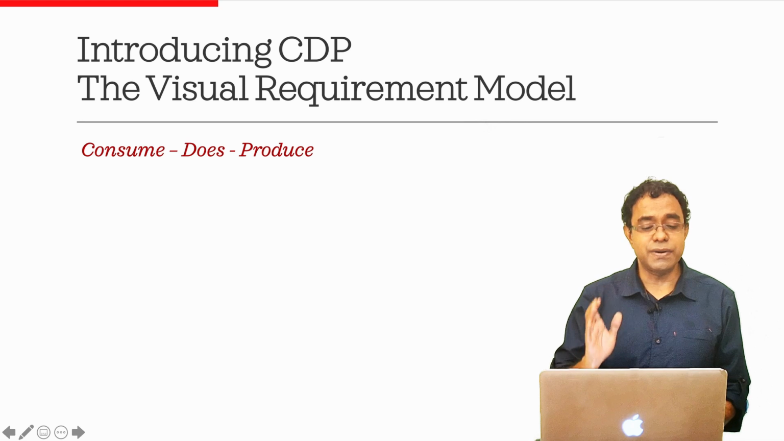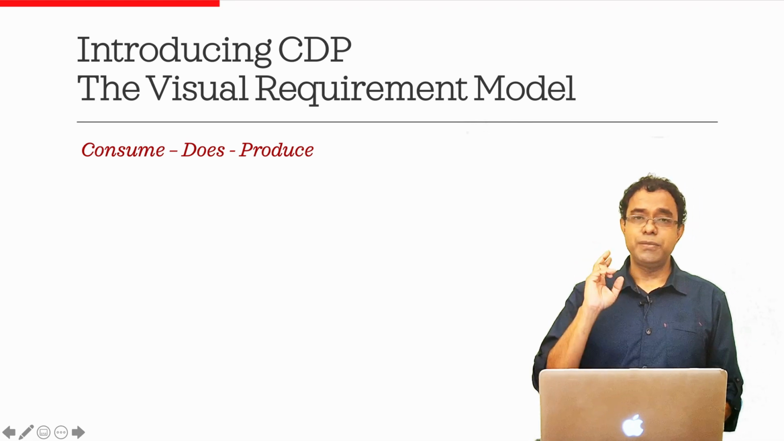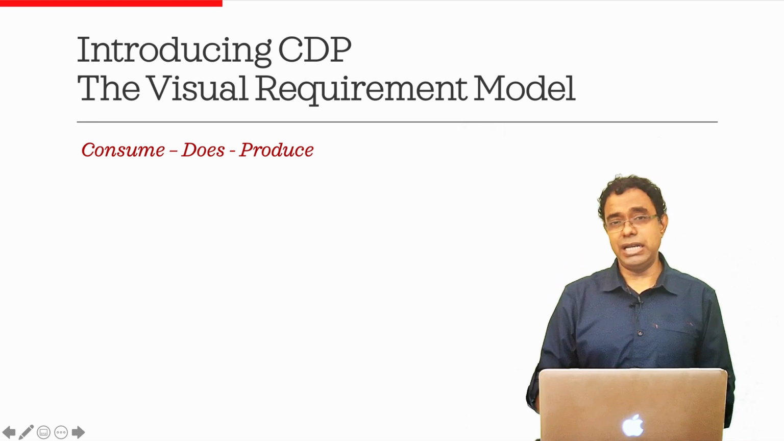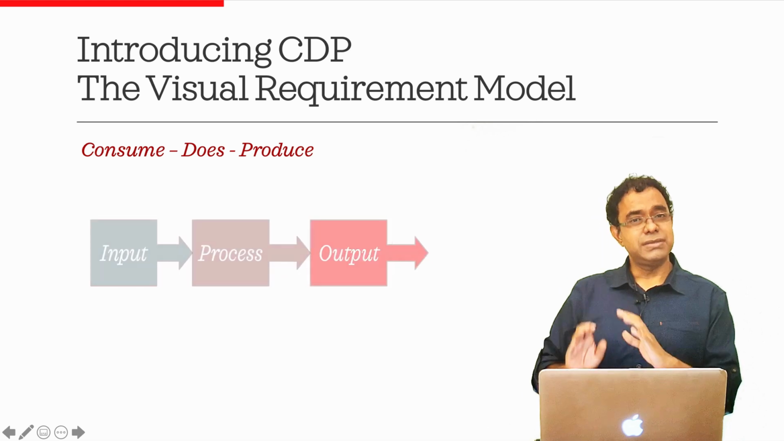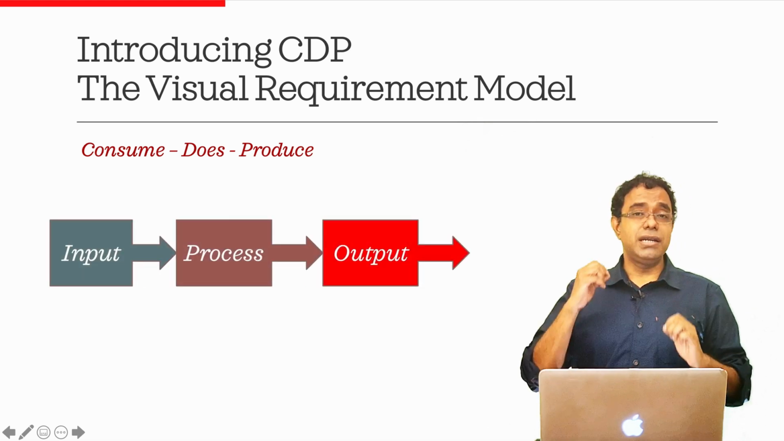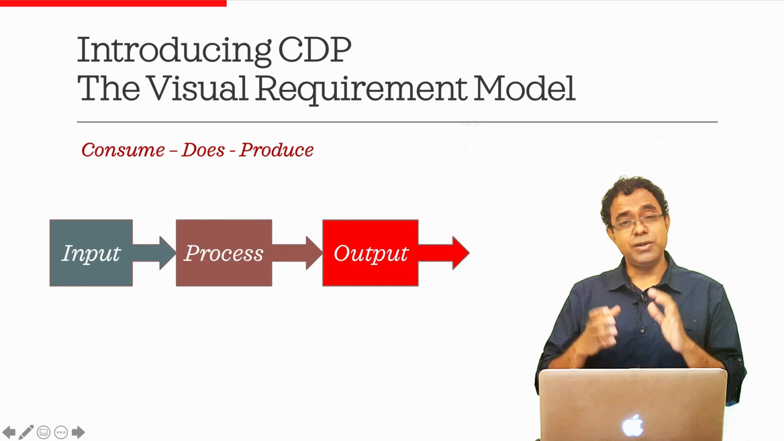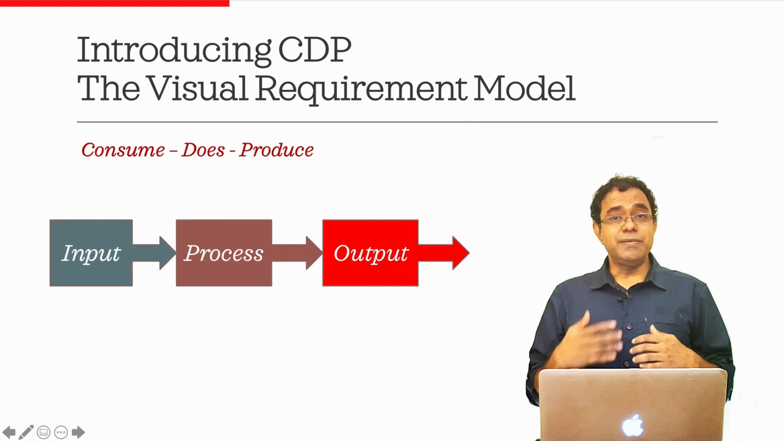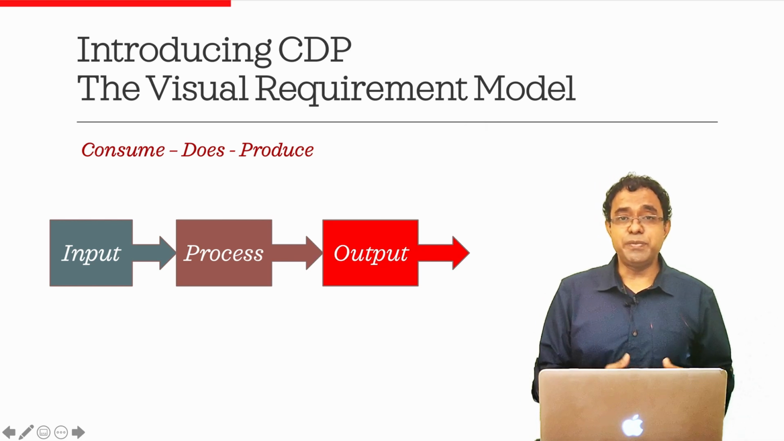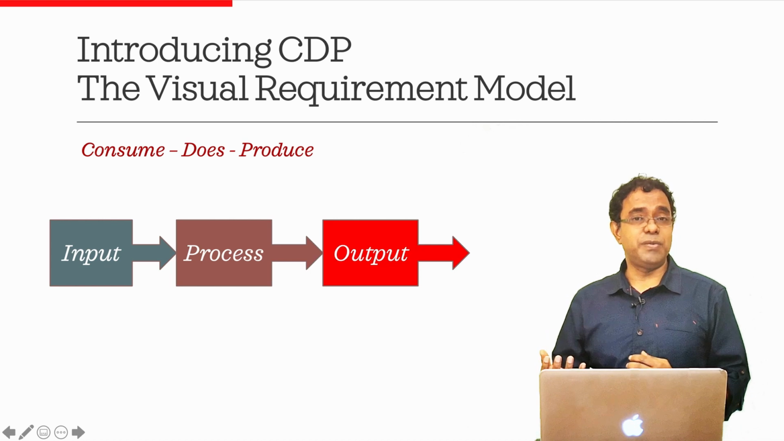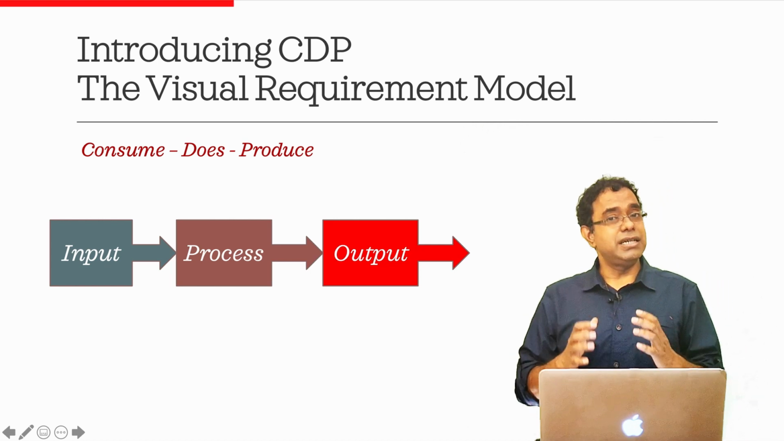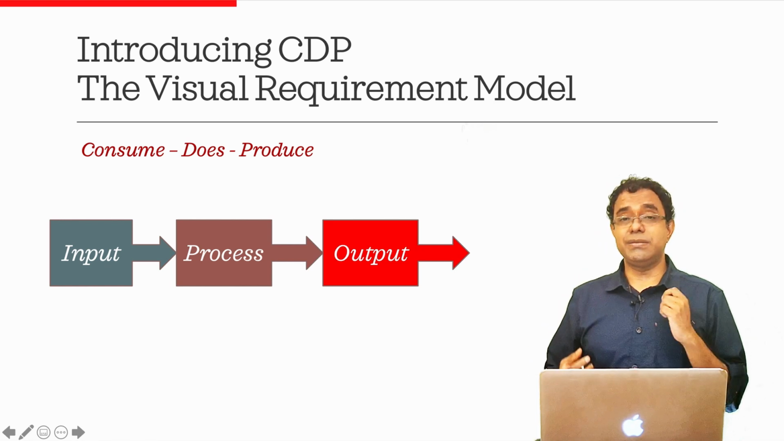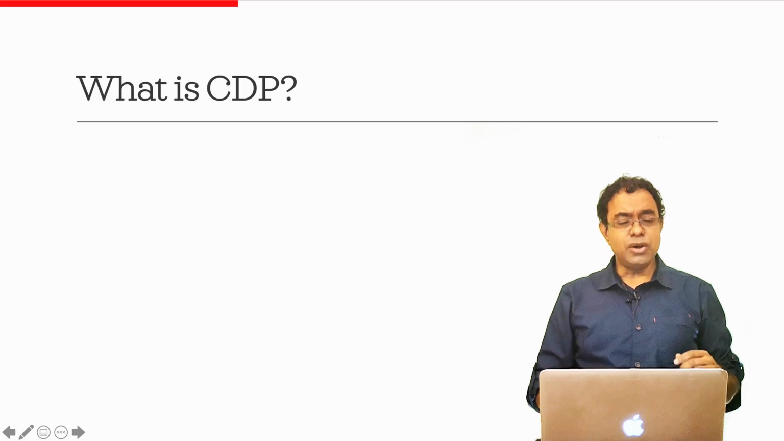CDP stands for consume, does, produce. So CDP is the consume, does, produce visual model. It is derived from input, process, output. If you are a computer science student, you must have heard this term IPO, input, processing, output, in terms of the CPU. The CPU takes something as input, processes it, and then produces an output. Similarly, consume, does, produce: consume takes something, does means it does some work, and produce means some output is being produced. So let's talk more about CDP.